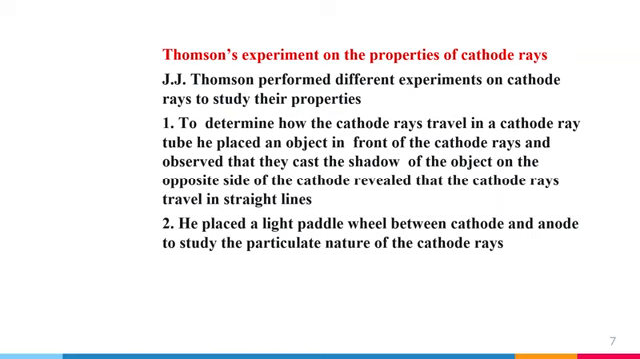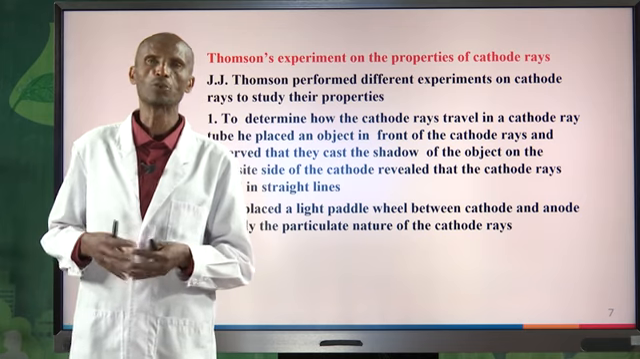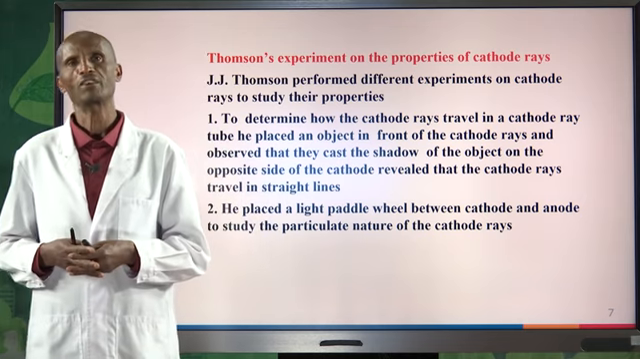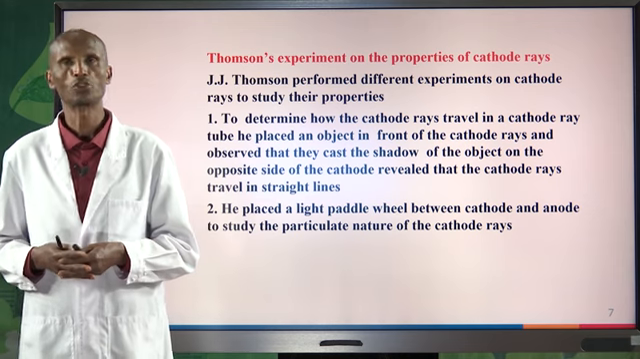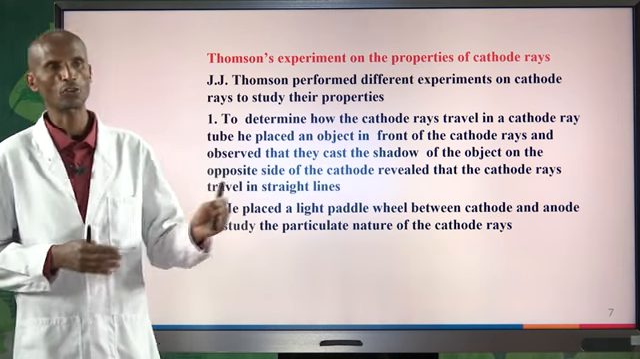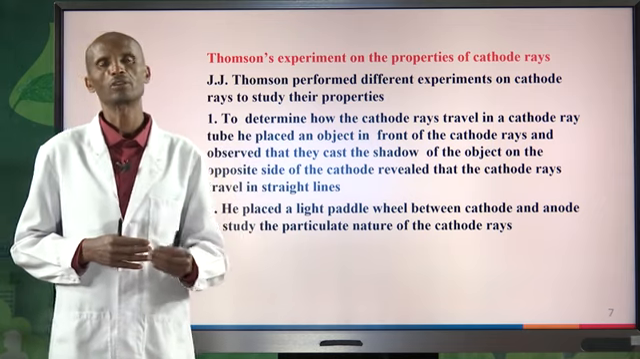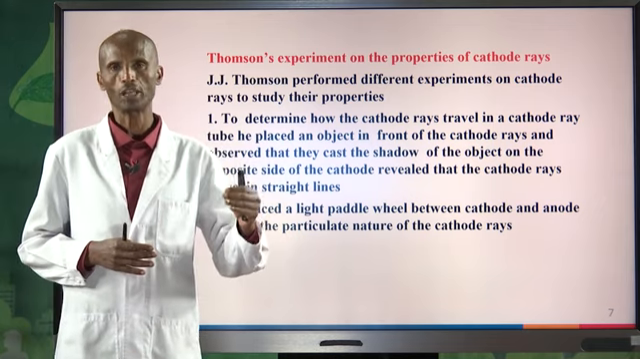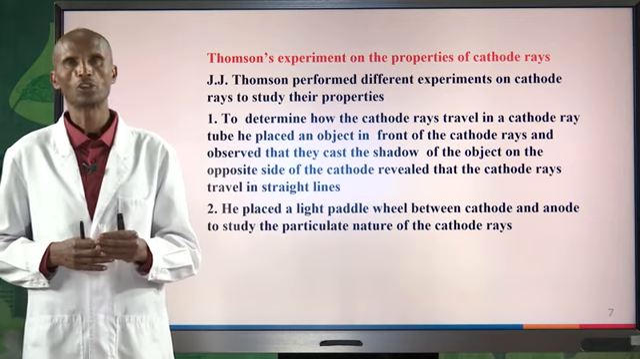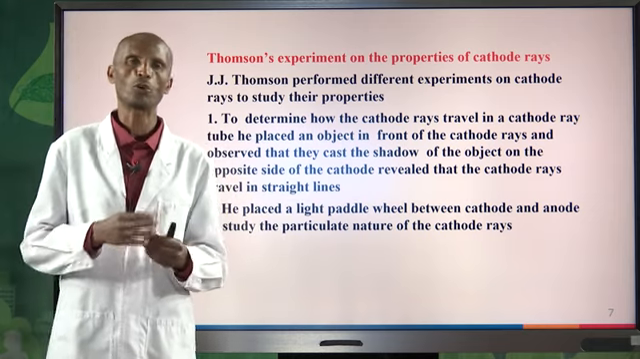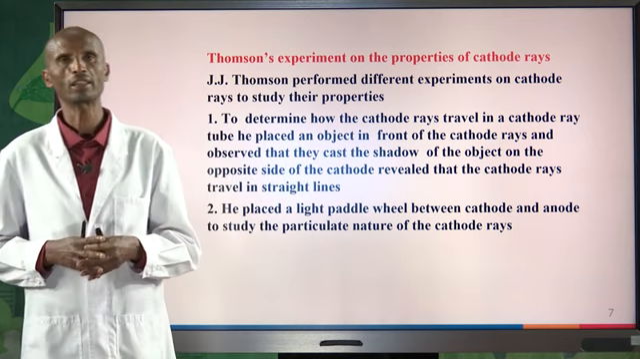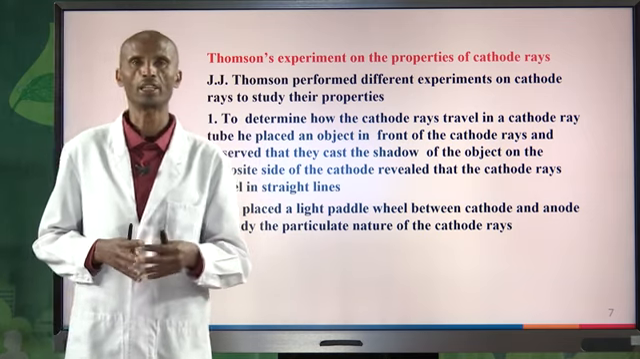J.J. Thomson performed some experiments on these cathode rays. In his experiments, he revealed some properties of these cathode rays. First, he tried to determine whether the cathode rays travel in a straight line or not. To do this, he placed an object in the path of the cathode rays, and he observed that behind the object there was a shadow. They cast a shadow. So this implies that the cathode rays travel only in a straight line.